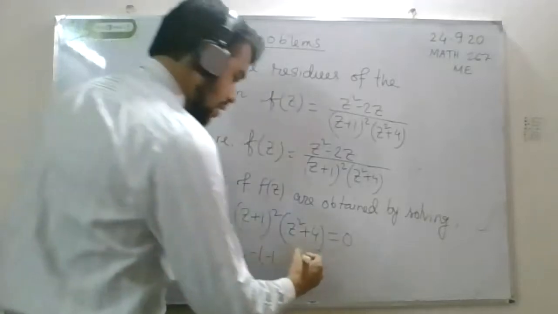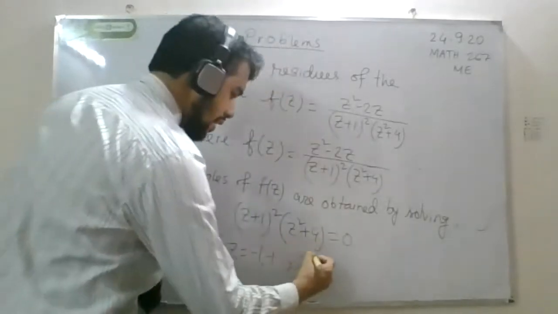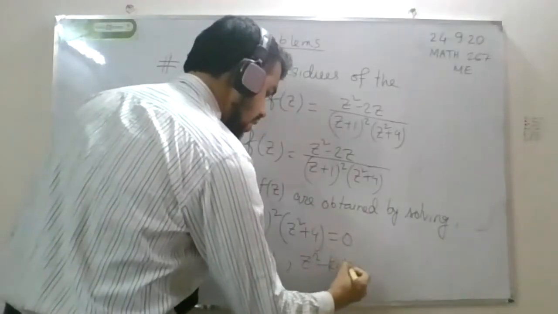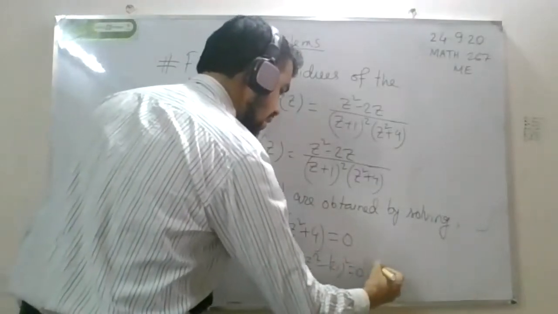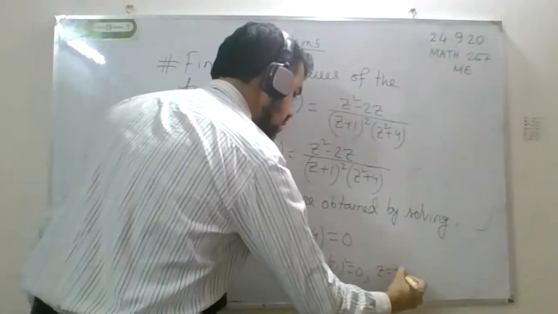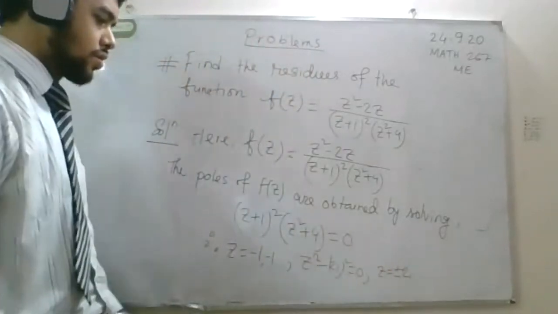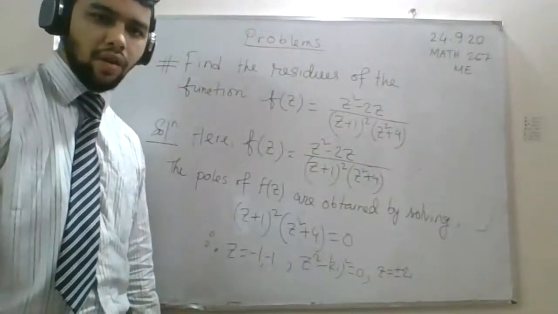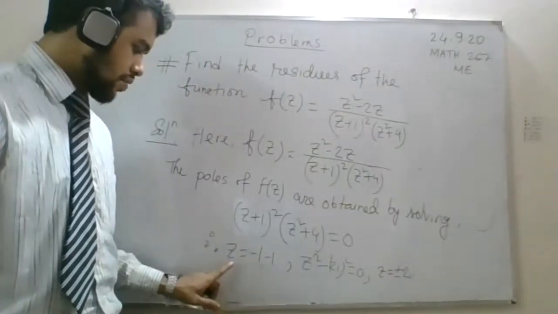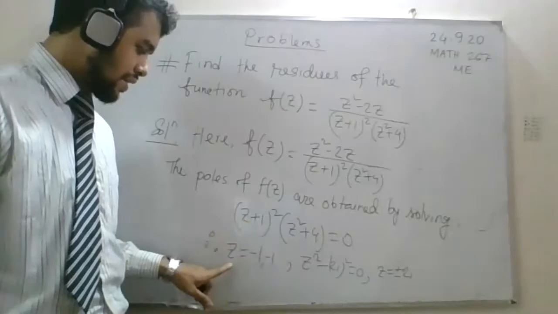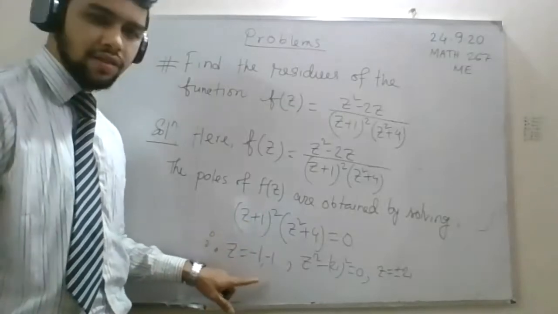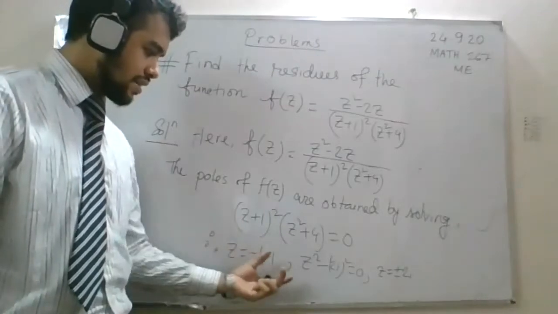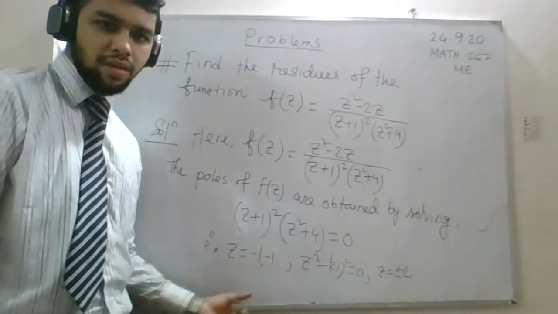So you can write this as (z − 2i)(z + 2i) = 0, and z = plus minus 2i. So here different values of z, which are plus 2i and minus 2i, and for (z + 1)², the singular value is z = −1 or −1. So how can I define these two poles from here?